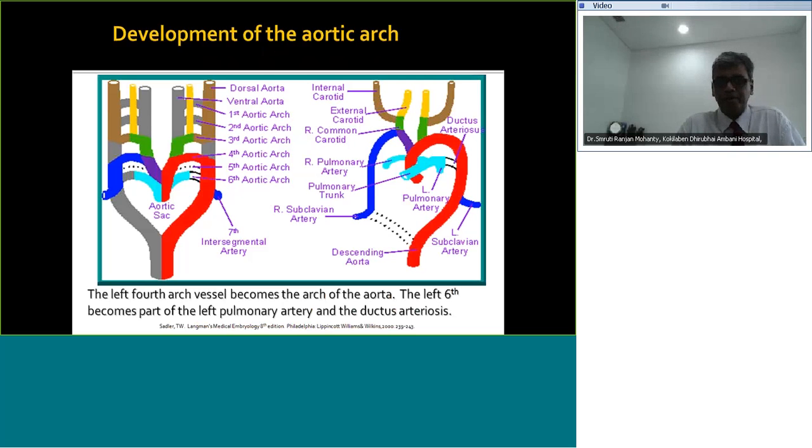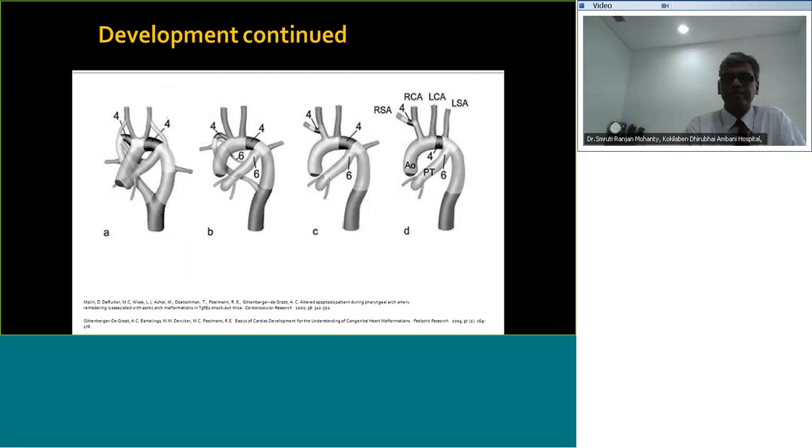So, if you look into the development of the aortic arch, it's very important to know the left fourth arch vessel becomes the arch of aorta, and the left sixth becomes part of the left pulmonary artery and ductus arteriosus. So, this is again development continued. The contribution to the arch of aorta is mostly by the descending thoracic aorta as well as the fourth arch, and the ductal part is by the sixth arch. This part from the fourth arch and this part from the sixth arch is the area of focus for coarctation. That's very important for all of us to know.